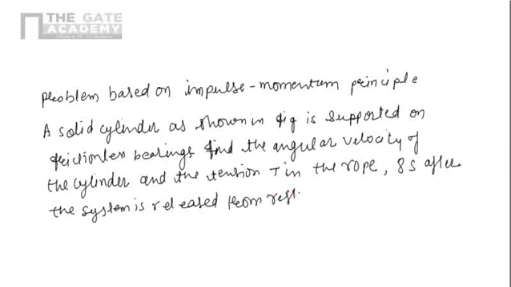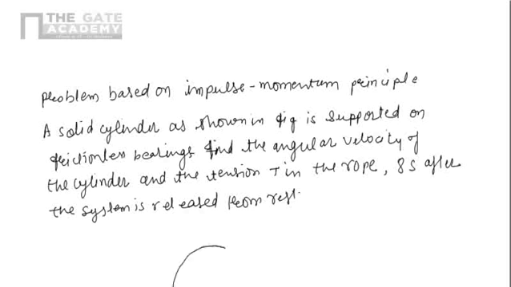I'm just repeating the problem again. A solid cylinder, as shown in figure, is supported by a frictionless bearing. We have to find out the angular velocity of the cylinder and the tension T in the rope after 8 seconds when the system is released from rest.